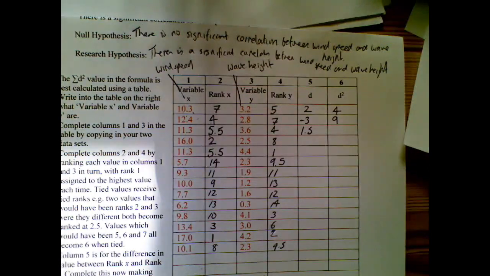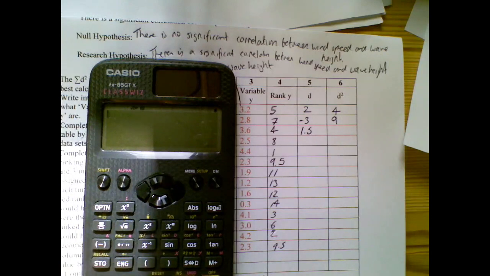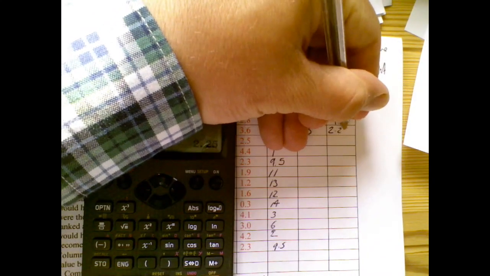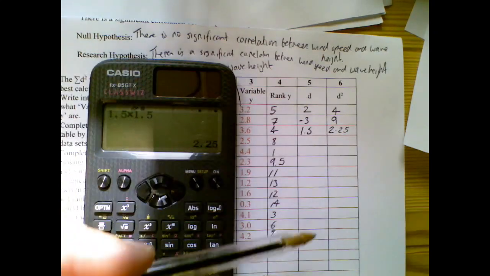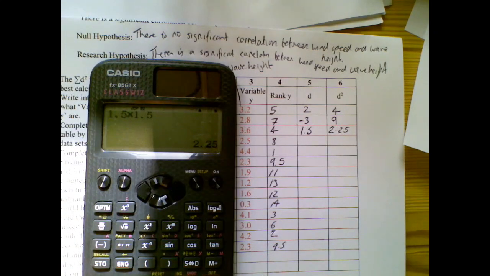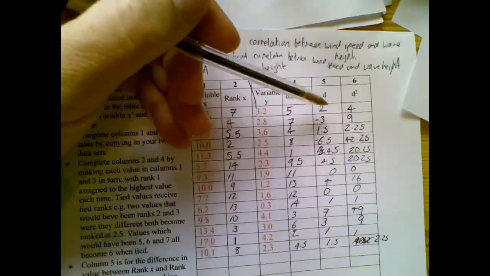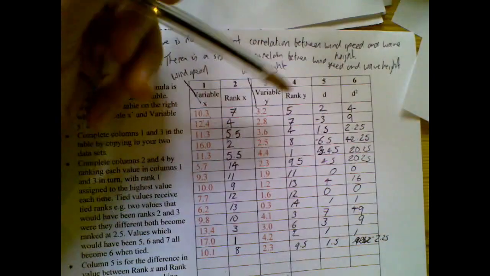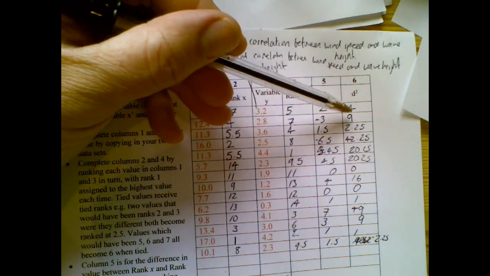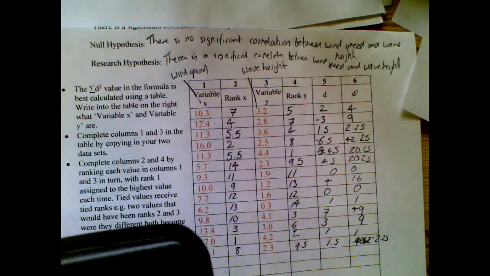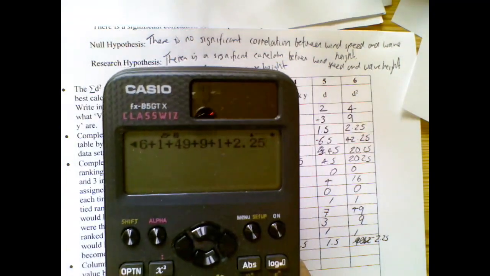Now, for some of these, I may want to use a calculator. So 1.5 times 1.5 gives me 2.25. And you work your way down, getting all of the list done. So I'm going to do that now. Once I've worked out the difference between every rank, and I've then worked out d squared, I then need to work out the sum of d squared. So all I do is add them up.